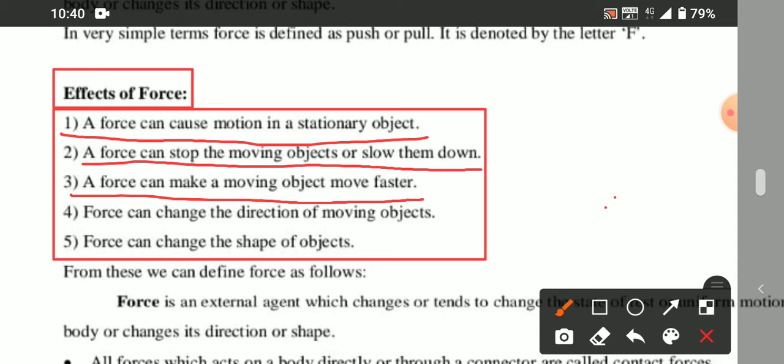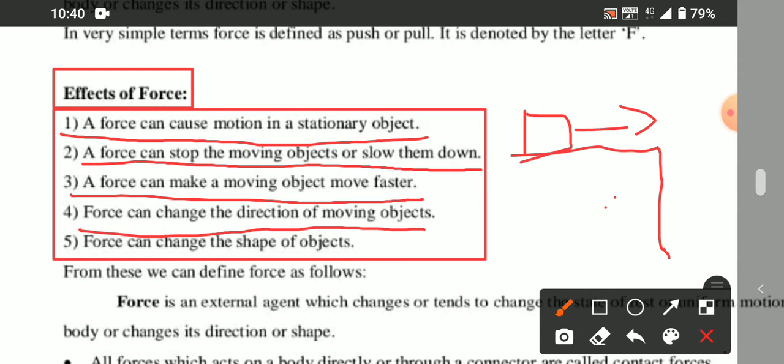Let us see the fourth point. Force can change the direction of a moving object. If an object is going to this side and came here, and we apply force this side, it moves this side. So the direction has been changed. So force can change the direction of a moving object.